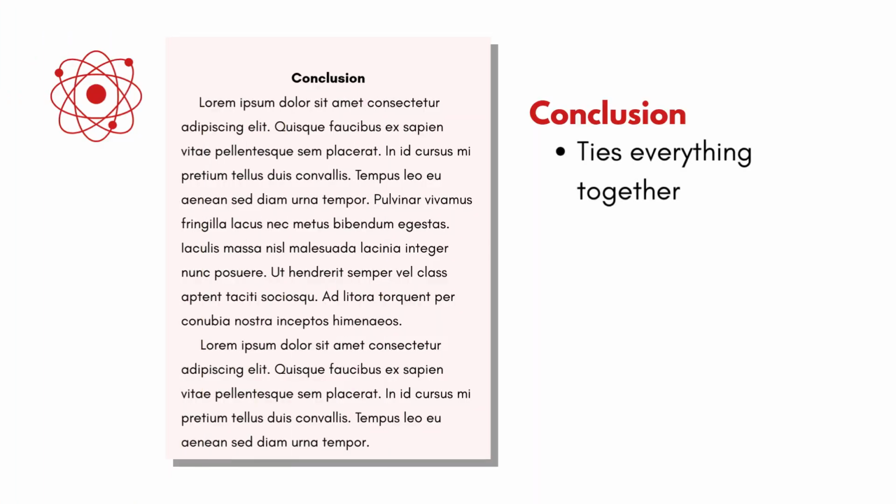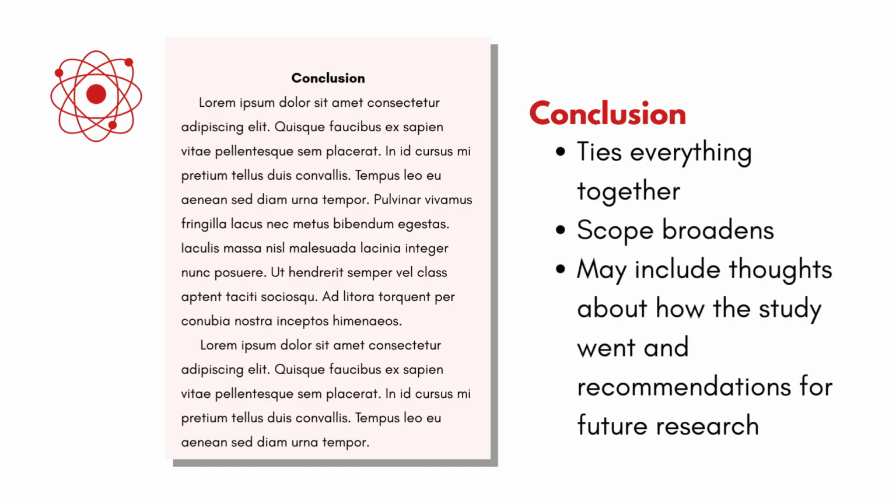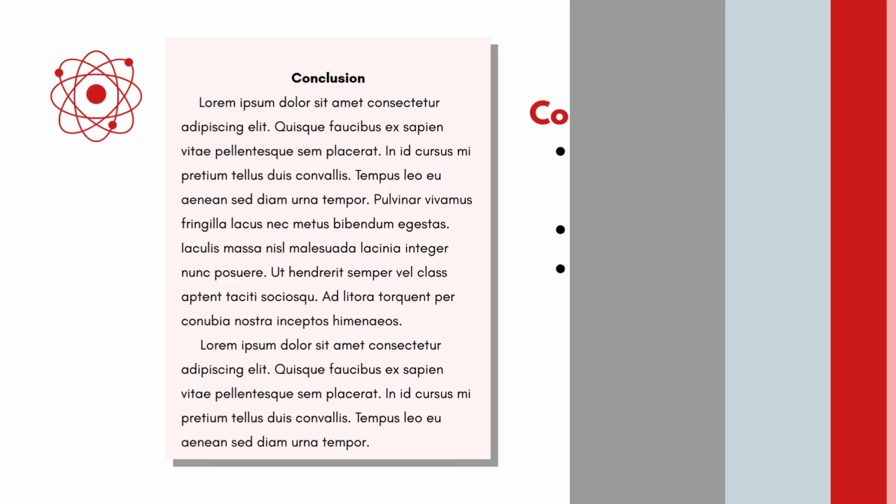In this final section, your scope broadens back out and you can communicate how your research fits into the big picture of your topic. Here you may also include thoughts about how the study went and recommendations for future research.